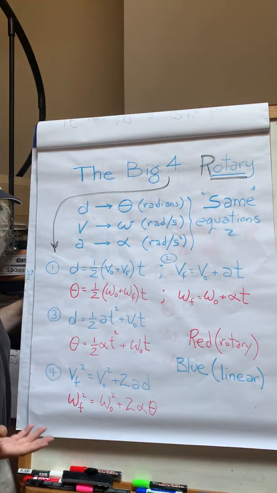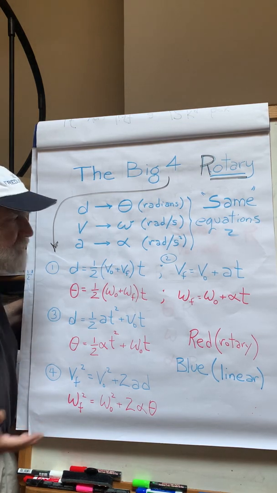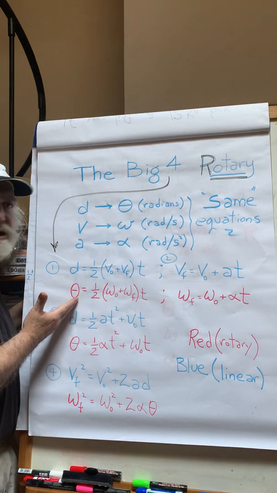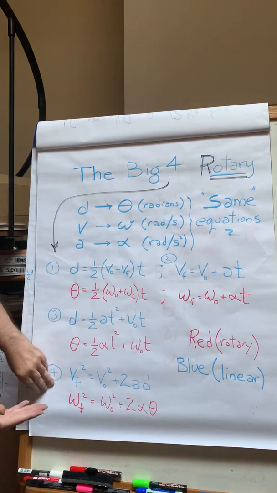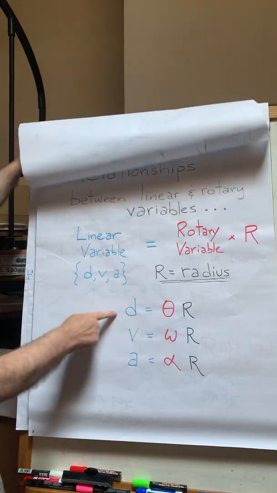I don't know why they spend so much time on this in class. You just have to say, you're smart, you get it. The big four can be used in rotational dynamics and kinematics as well as linear kinematics. All you need to do is change the variables. Instead of using distance, use theta.